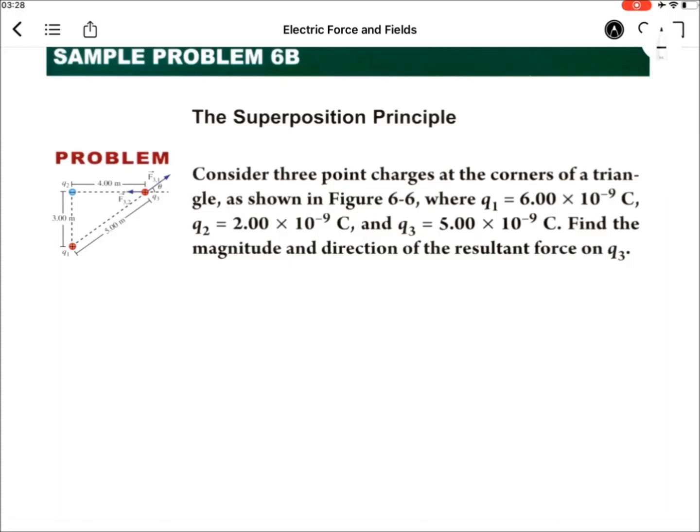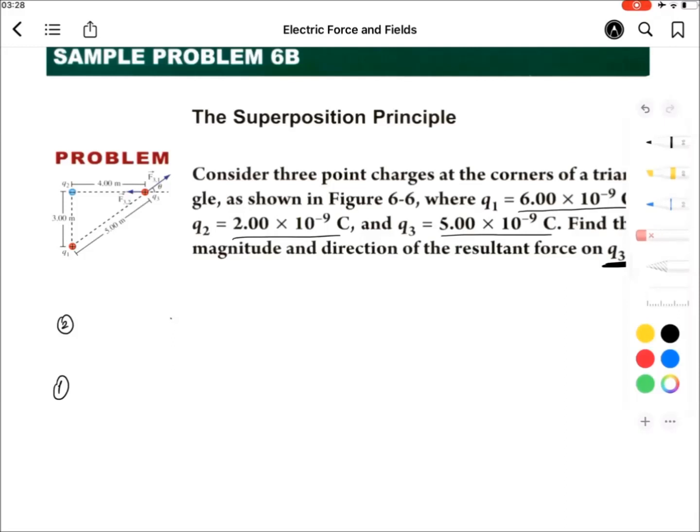Now there is a question. This question is similar to the previous example. And here it says: consider 3 point charges at the corners of the triangle as shown in the figure. In this figure, Q1 is 6 times 10 to negative 9 Coulomb, Q2 is 2 times 10 to negative 9, Q3 is 5 times 10 to negative 9 Coulomb. Find the magnitude and the direction of the resultant force on Q3. Now this is the first one, let's say. This is the second one. This is the third one. Or we can do it directly on it.